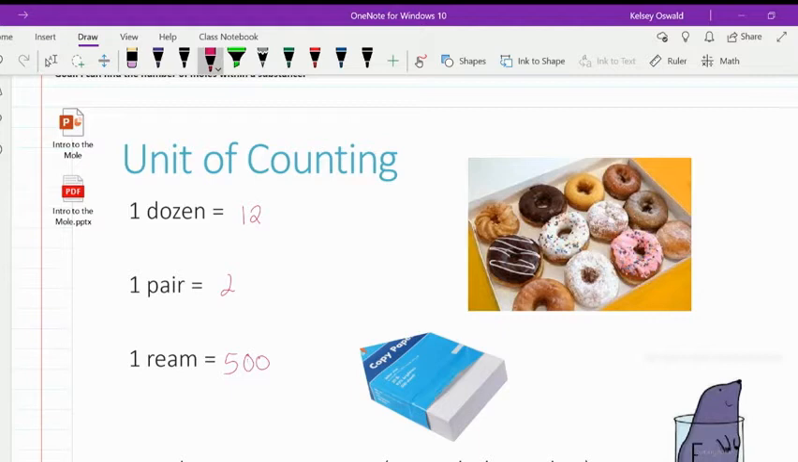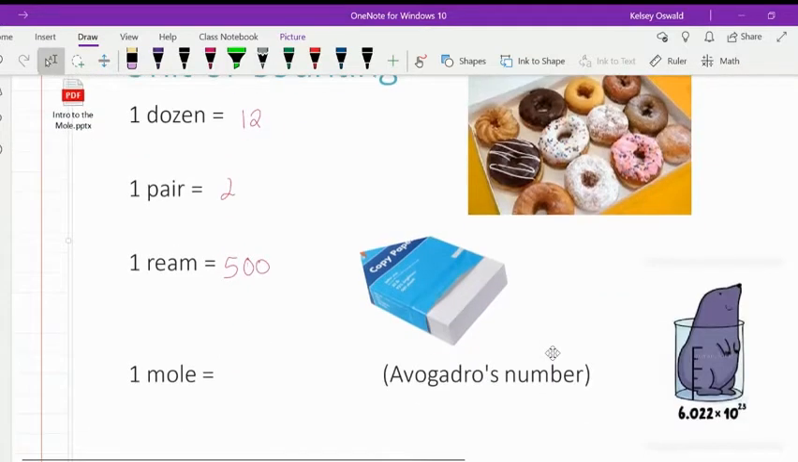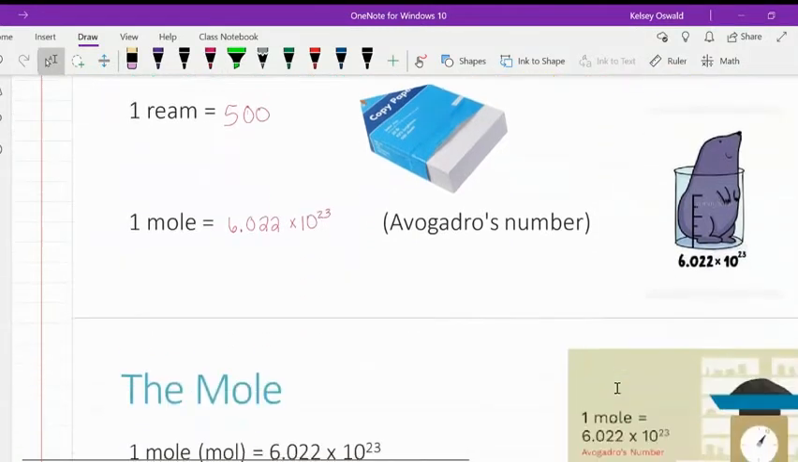The unit of counting that we are going to be using in chemistry is referred to as a mole. For a mole, we are going to use the number 6.022 times 10 to the 23rd. This is kind of a long number to say. We also refer to it as Avogadro's number. So whenever you see 1 mole, you're automatically going to think of 6.022 times 10 to the 23rd.